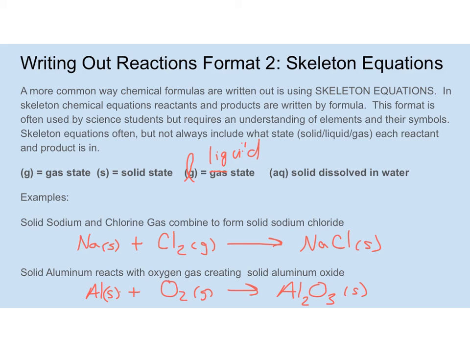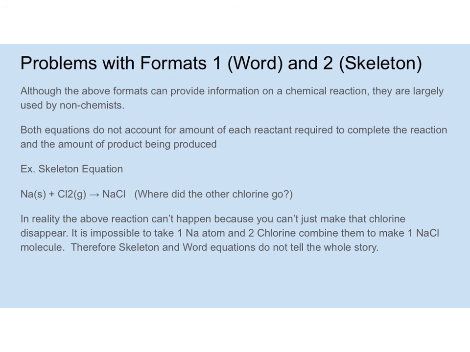So a couple key things here is ensuring that whenever you take the word and put it into the chemical formula, you ensure that you do the crisscross rule. Okay? In particular with ionic compounds, and most of the things we're going to be doing are ionic compounds. All right, just one slide left, and that's the problems with these formats.